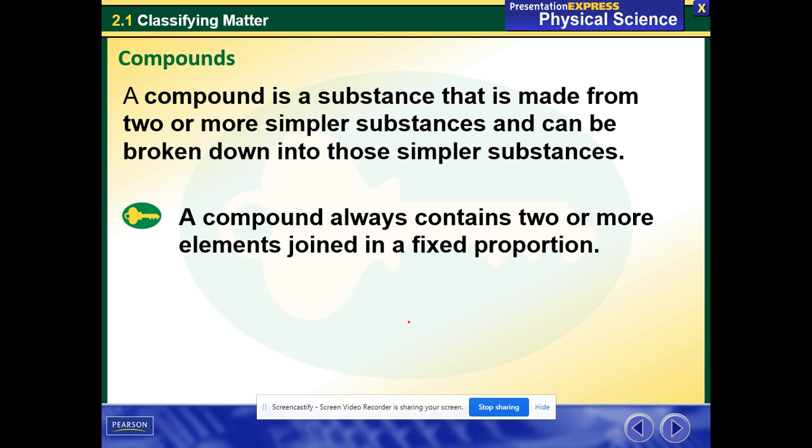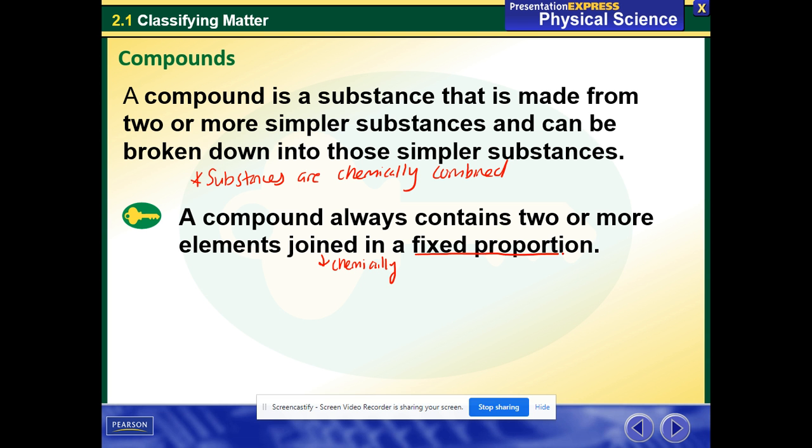The second thing we have to talk about is we're going to move on to compounds. To define it, a compound is a substance made up of two or more simpler substances, and it can be broken down. One thing I want you to add to this definition is that those substances are chemically combined. They are fused together. Now, a compound always contains two or more elements, and they're joined chemically in a fixed proportion.